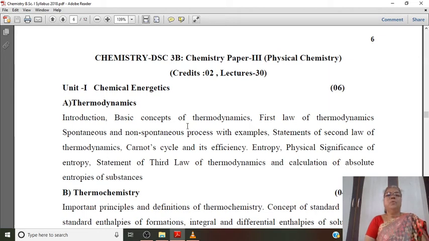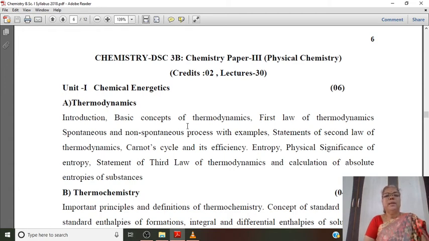Then how is the first law of thermodynamics expressed mathematically? While studying thermodynamics, the terms that we often use are: what is energy, what is work, what is system, what is process, what are the different types of processes, and we will see these at the time of studying this chapter. Then the second point here, spontaneous and non-spontaneous processes.